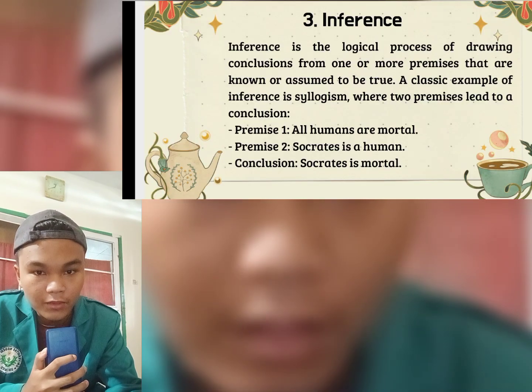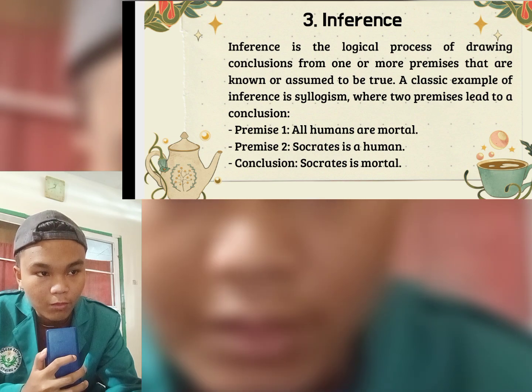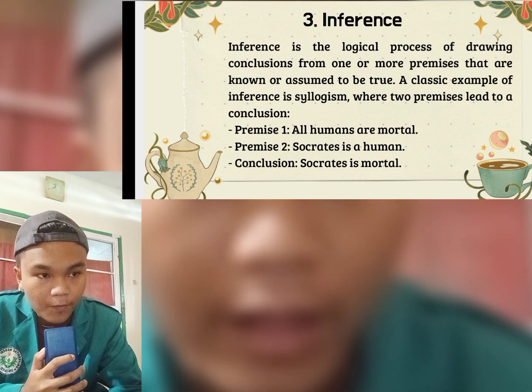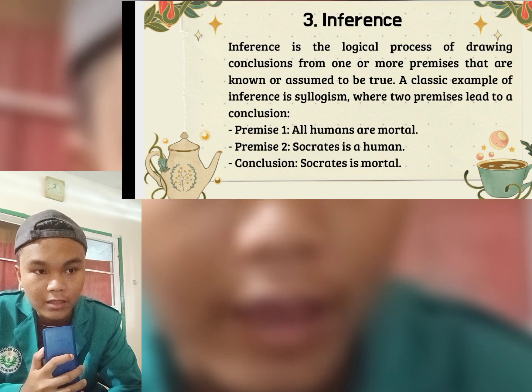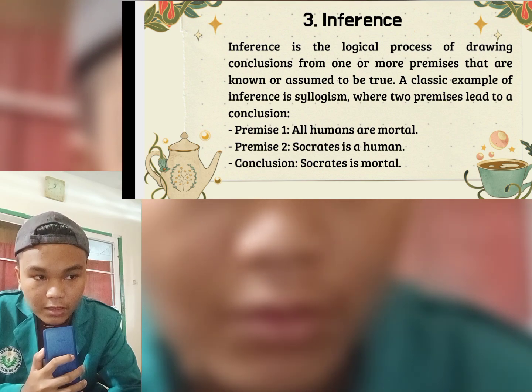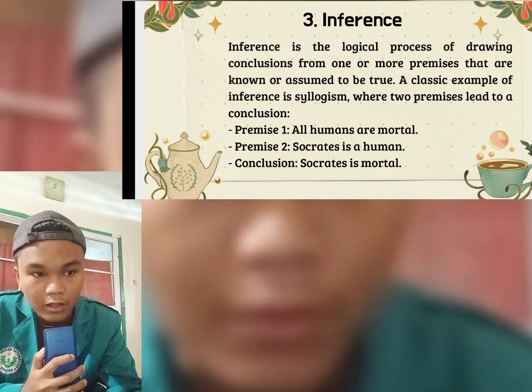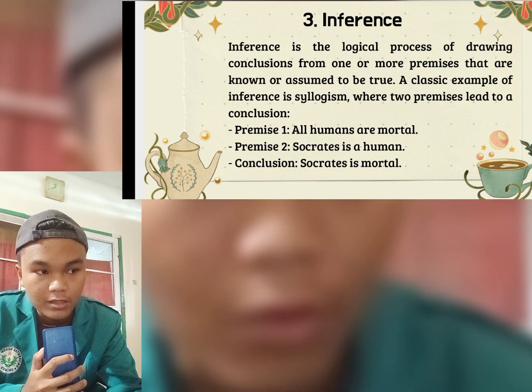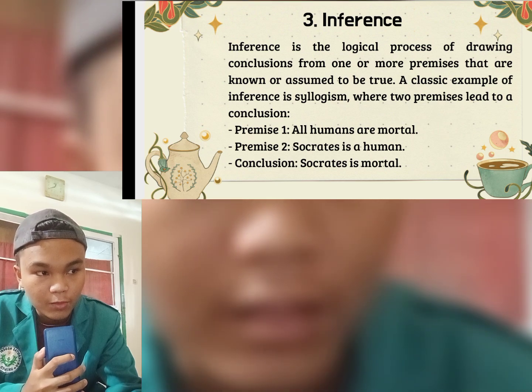Number three, inference. Inference is the logical process of drawing conclusions from one or more premises that are known or assumed to be true. A classic example of inference is a syllogism, where two premises lead to a conclusion. Premise one, all humans are mortal. Premise two, Socrates is a human. Conclusion, Socrates is mortal.